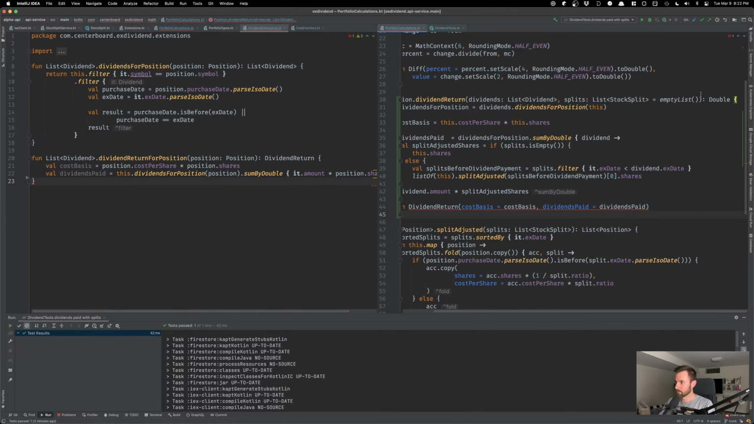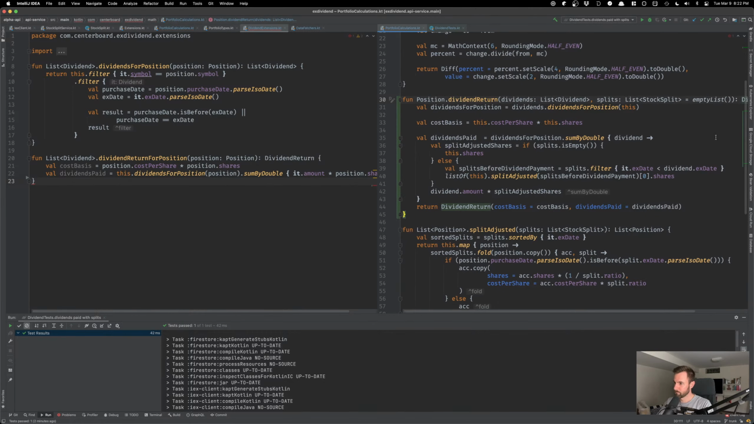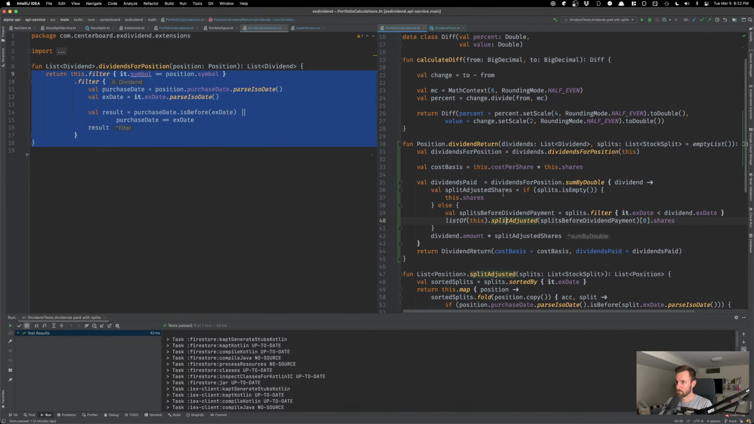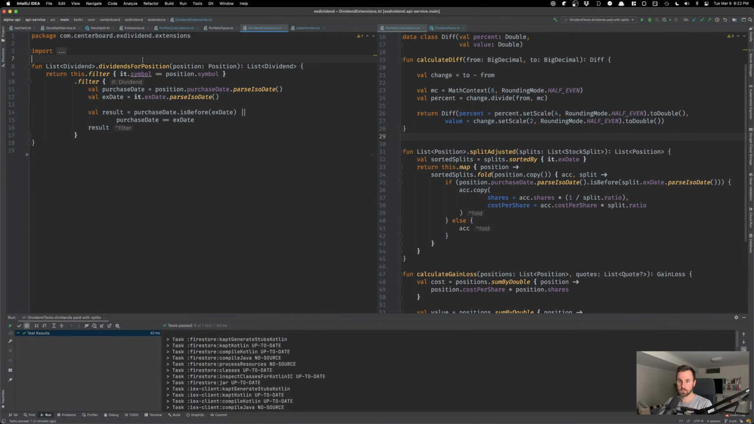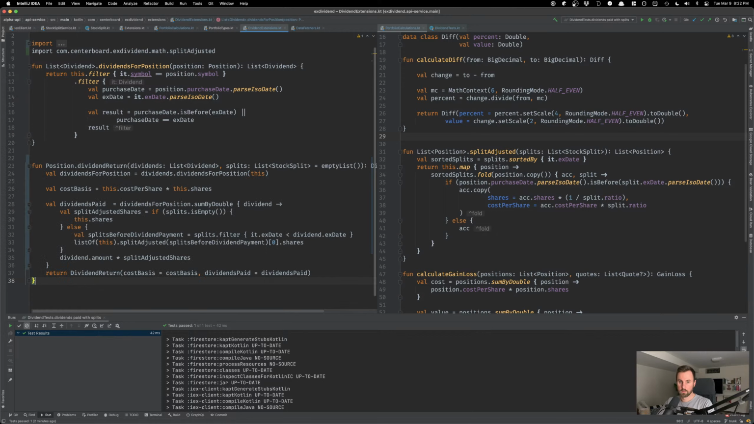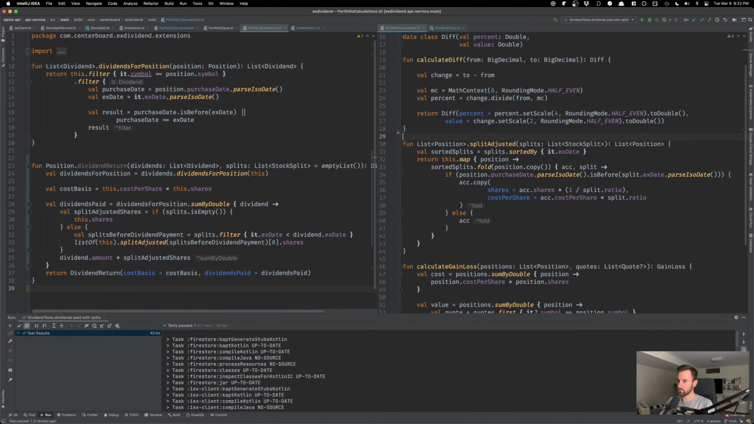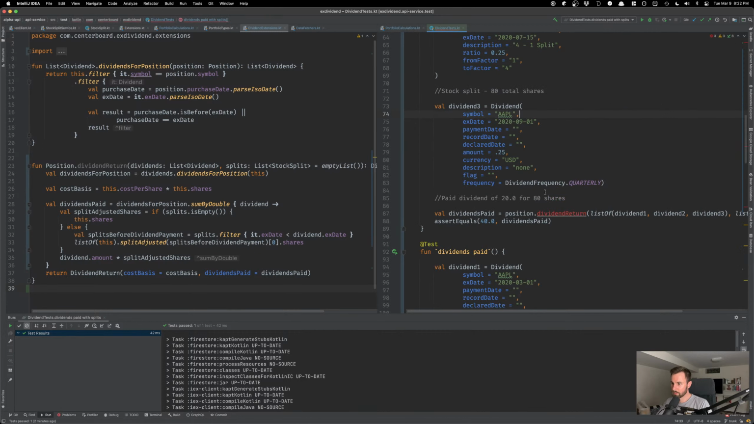And then we are going to return dividend return. And then this can go away. And this should probably move over here, actually, because this is about dividends. Okay. Now we got to fix our tests.